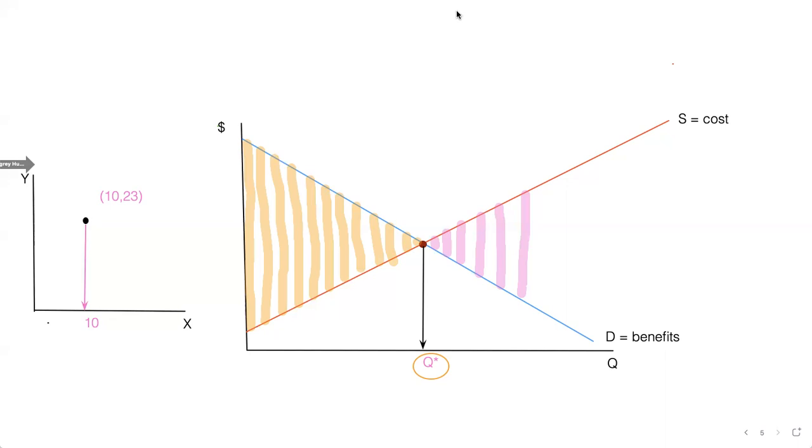Do you see what I'm getting at, Shreng? Yeah. So the market, because it stops in just the right place, maximizes total surplus. And that's what we mean by efficiency.